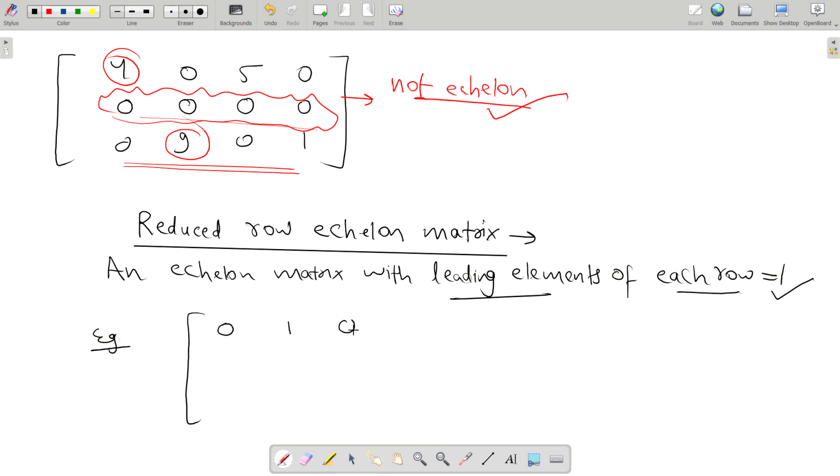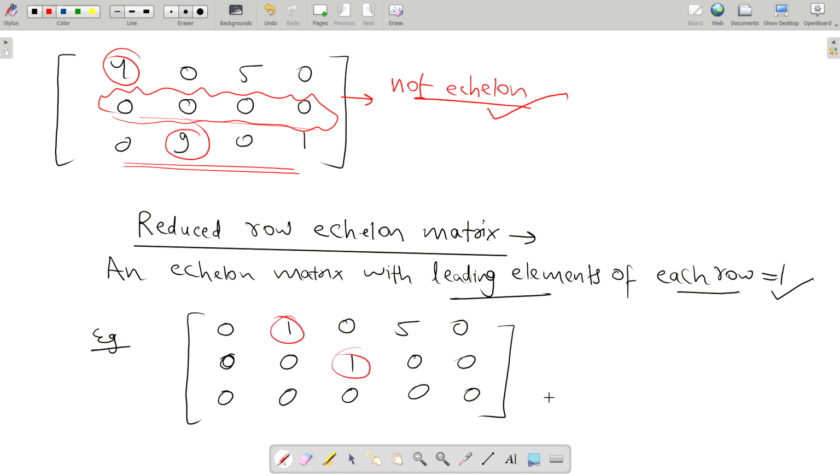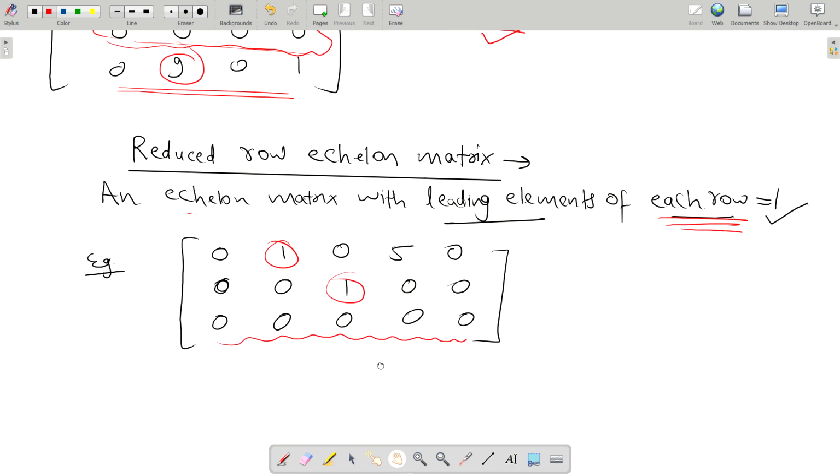0 1 0 5 0, 0 0, 1 0 0 0 0 0 0 0. Is it an echelon matrix or not? Here the leading element is 1, the leading element is 1. So is it an echelon? No. But this is a row of all 0. The leading element of each row should be 1, so there should be a 1 here also. So this might not be an echelon matrix.